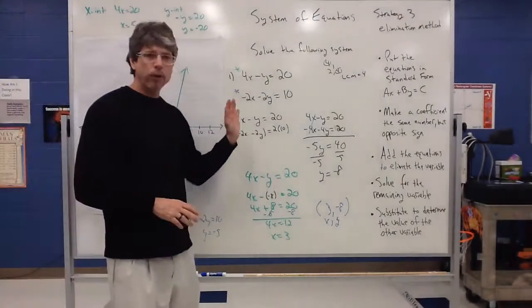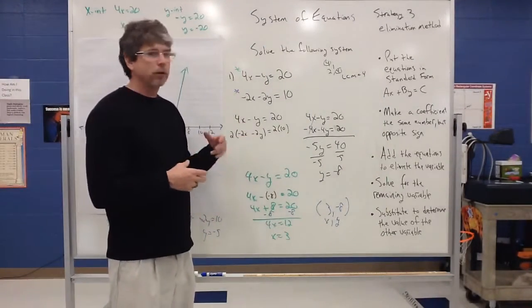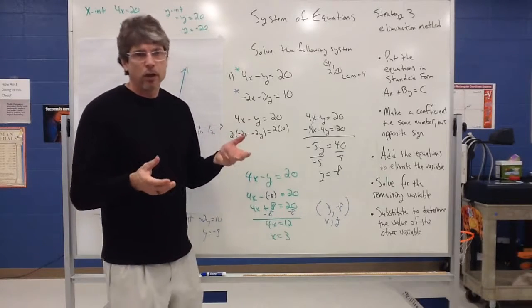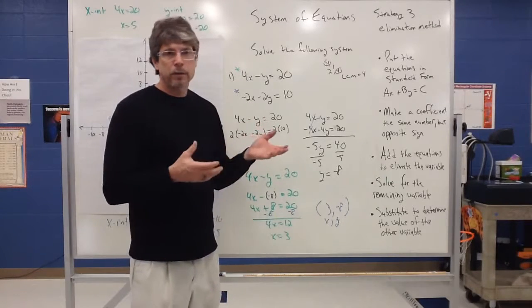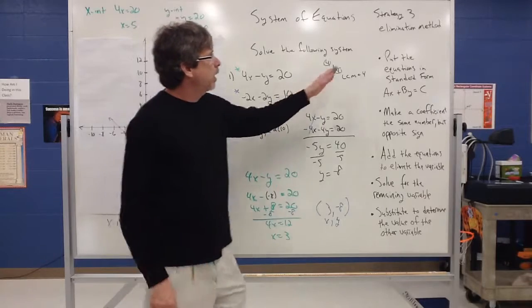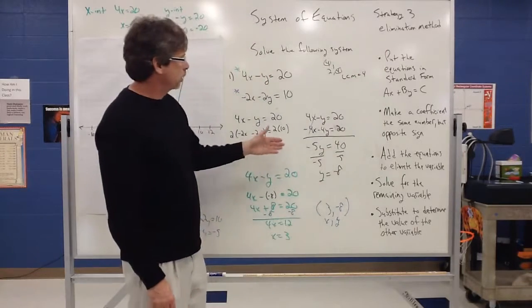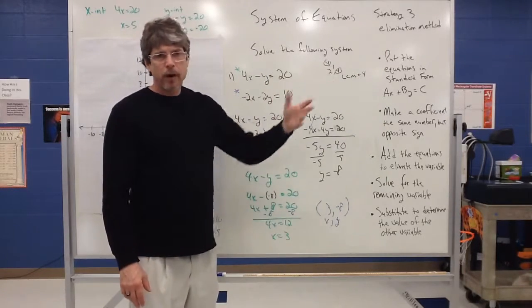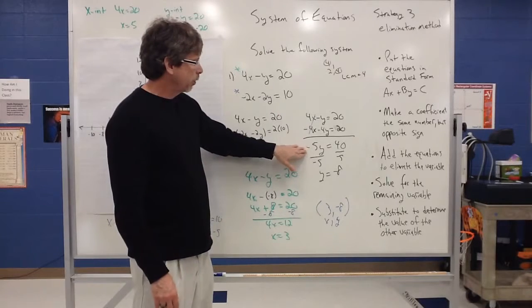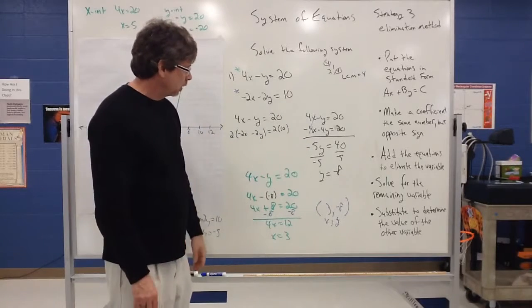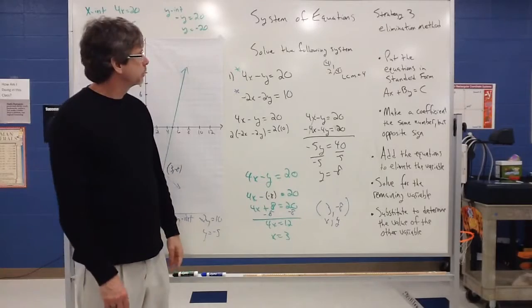But we did it a totally different way. We used what some people call the addition method, some textbooks call it the elimination method. And I kind of like the elimination method because that's what we're doing: we're eliminating a variable out of the problem to make a single variable equation. Okay? So we'll try a few more of those. Stay tuned.